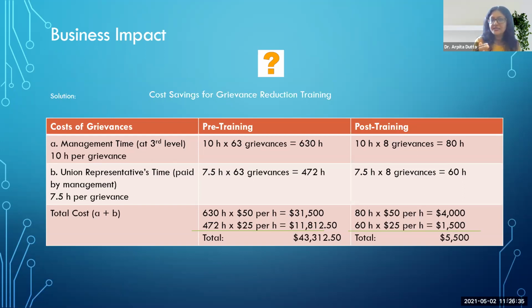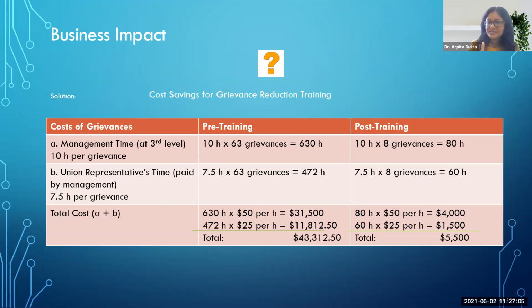Now let's go to the consultant or the union representative time. So we were saying that 7.5 hours each one of them were taking. So pre-training, 63 into 7.5, it is 472 hours. And post-training, it was going to the third level, only 8 count. So 7.5 hours into 8, which is 60 hours. So what is the total cost now?